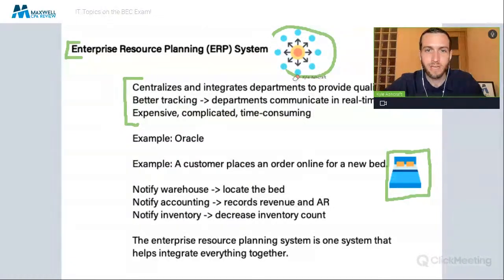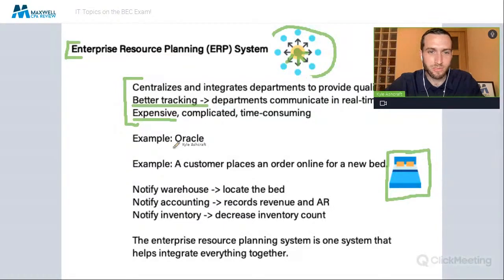So essentially, with this visual, what we want to do is just picture it as helping to have one system at the very center, and then it's going to communicate with all the different parts of the company. So that's what the ERP system is doing. So it allows for better tracking. Yet an ERP system is going to be quite expensive to implement.